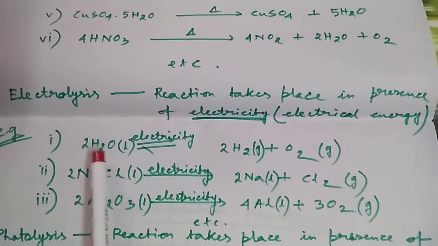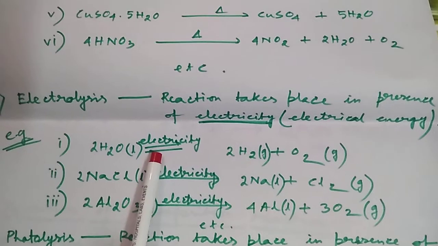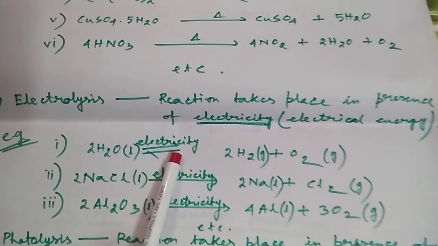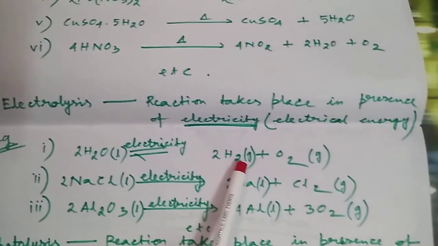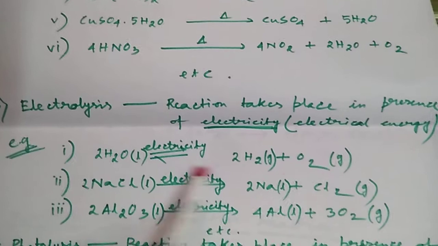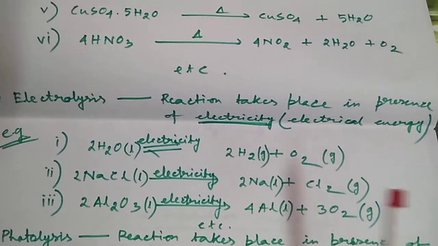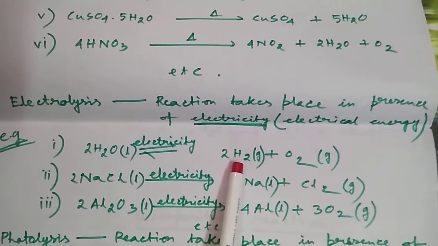Very common example is liquid water, which is split up or broken down in presence of electricity to form hydrogen gas and oxygen gas. This experiment is already described in the textbook in detail. You have to learn the diagram of the experiment also.